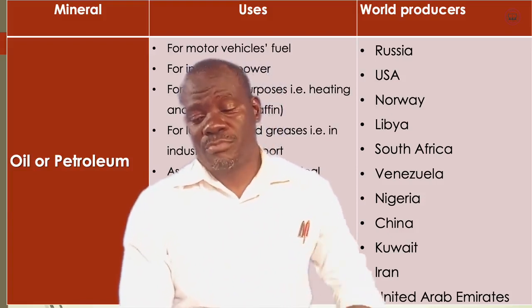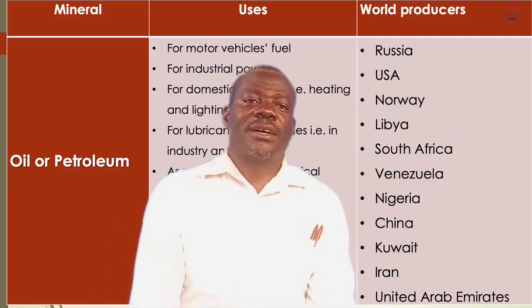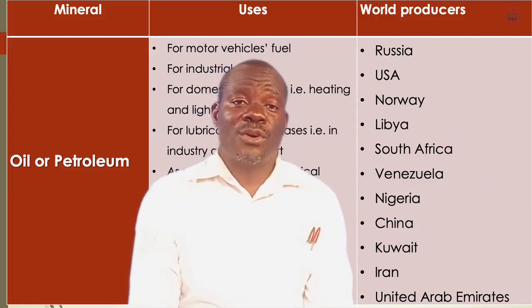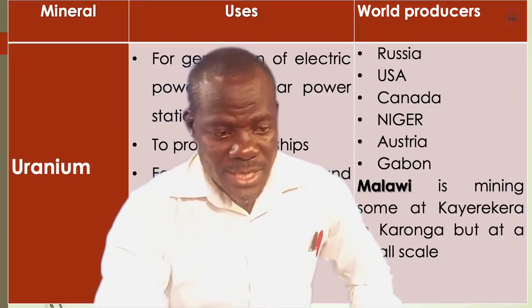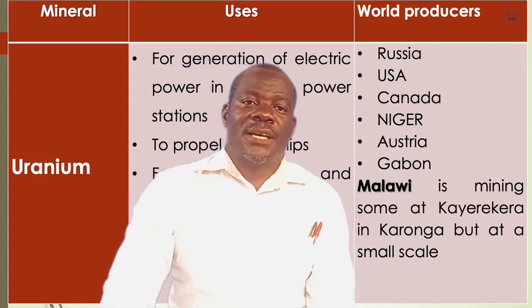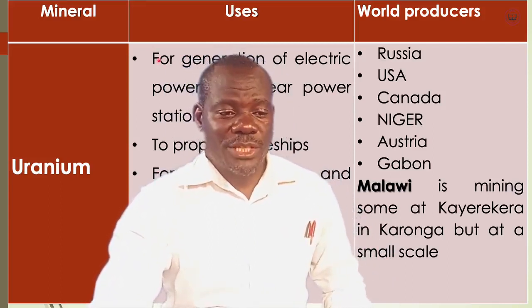But who are the producers of oil in the world? We have Russia, USA, Norway, Libya, South Africa, Venezuela, Nigeria, China, Kuwait, Iran, and the United Arab Emirates. These are the world producers of oil as a mineral. Let's look at uranium as another mineral. Uranium is also another important mineral.